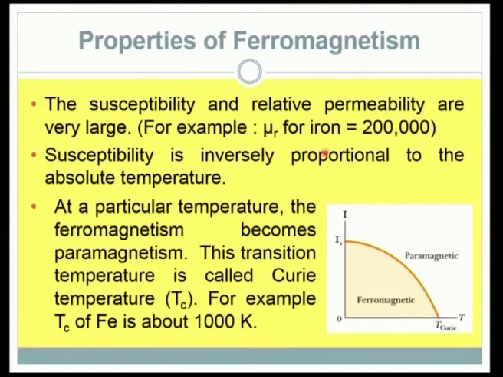Susceptibility is inversely proportional to the absolute temperature. At a particular temperature, the ferromagnetism becomes paramagnetism. This transition temperature is called Curie temperature. For example, for iron, the Curie temperature is about 1000 Kelvin. Why is the ferromagnetic material changed into paramagnetic material?